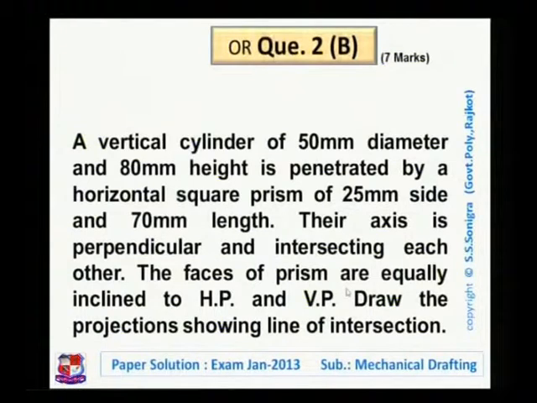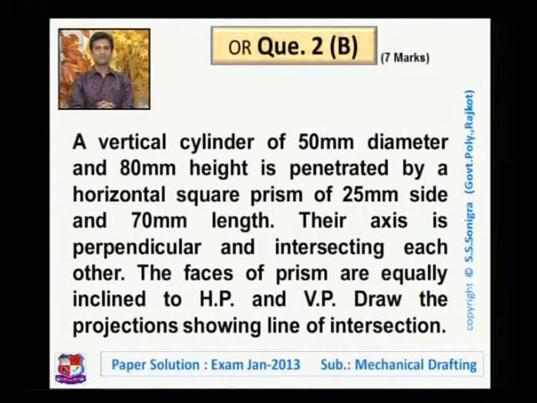Now we start with a new problem, question number 2b, asked in the option for 7 marks. The data is given like this. A vertical cylinder of 50 mm diameter and 80 mm height is penetrated by a horizontal square prism of 25 mm side and 70 mm length. Their axes are perpendicular and intersecting each other. The faces of the prism are equally inclined to HP and VP. Draw the projections showing lines of intersection.